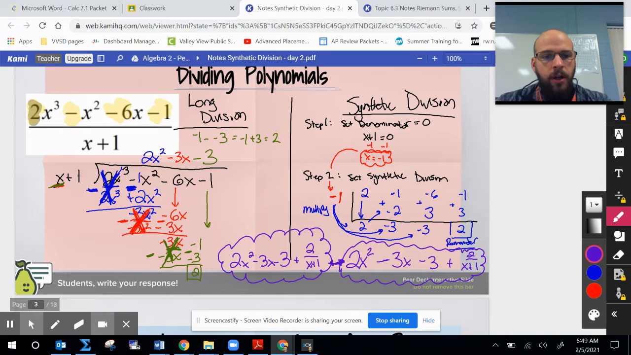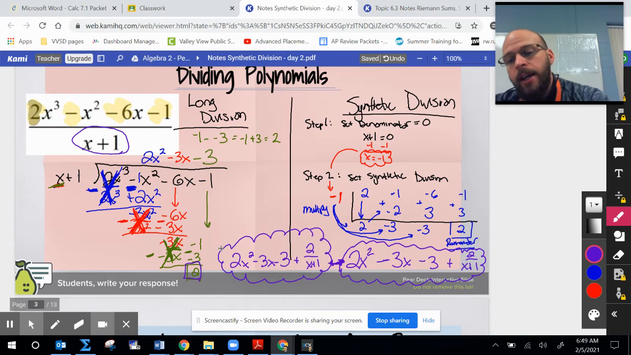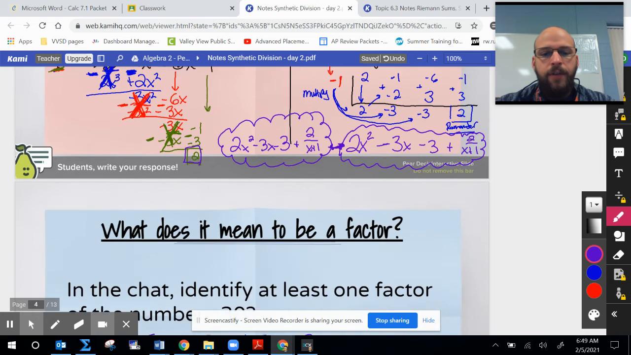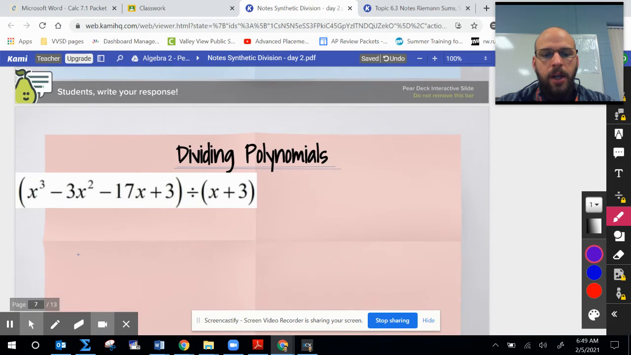So if you take a look, x plus 1, based off of what we're seeing, is not a factor of that polynomial. How do I know that? Well, because I got a remainder of 2, right? It didn't matter which method of division I chose. I got a remainder of 2. So because there was a remainder, I know it was not a factor. And you're going to see me do that for some examples coming up.